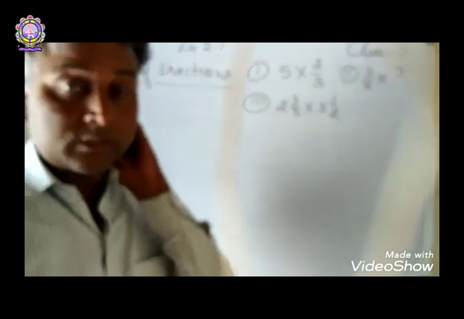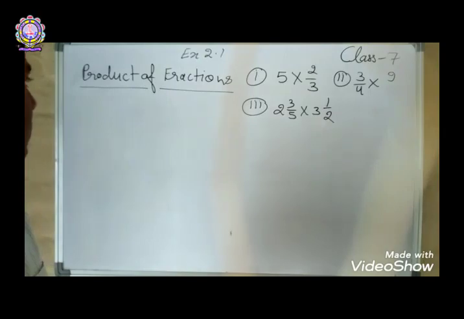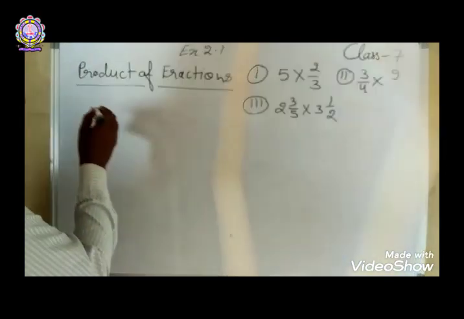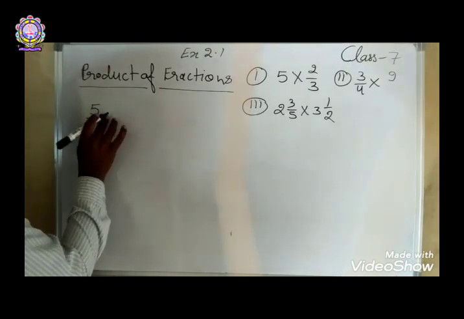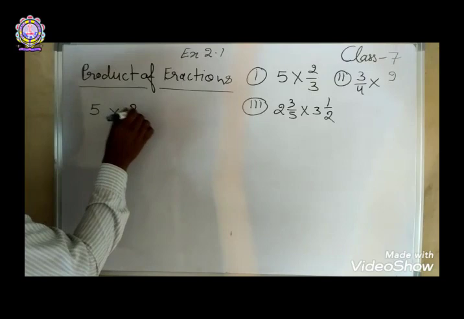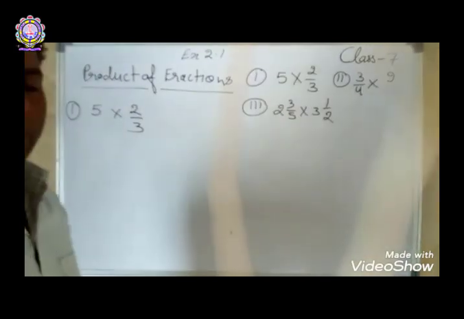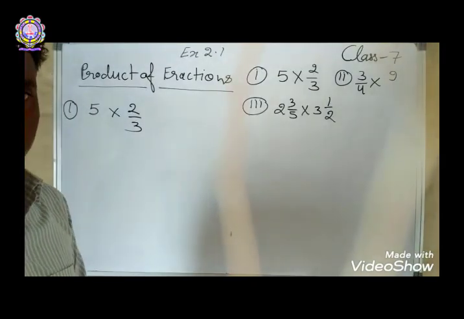Now let us check how to multiply fractions, the product of fractions. So what's the first example? That is 5 multiplied by 2/3. Here we multiply numerator to numerator and denominator to denominator.